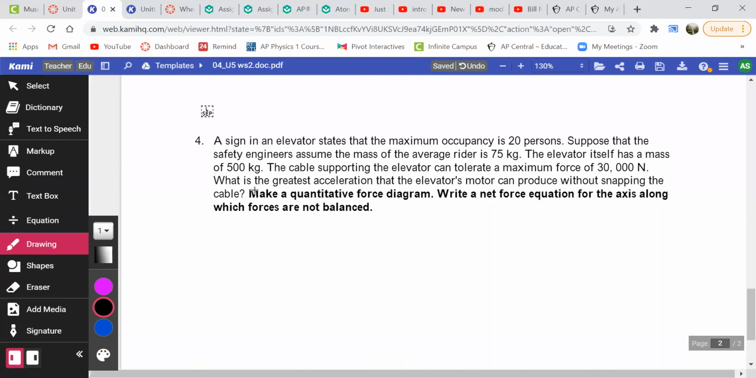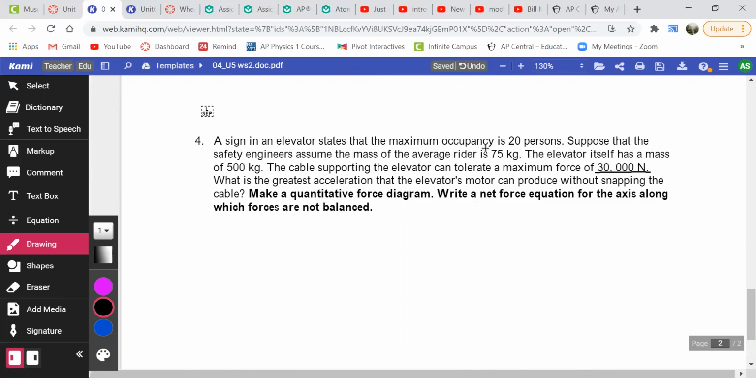And then last, we've got to apply that in a really weird way. It's kind of a combination of number 2 and number 3 put together. So when we look at that, it's got a maximum value. We have to determine what acceleration will get us to this value. So we know that the tension can only hold 30,000 newtons.